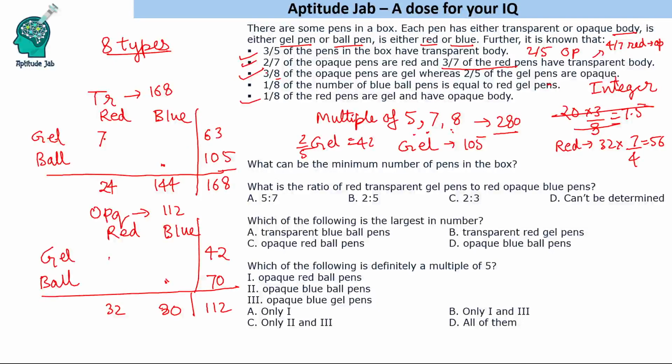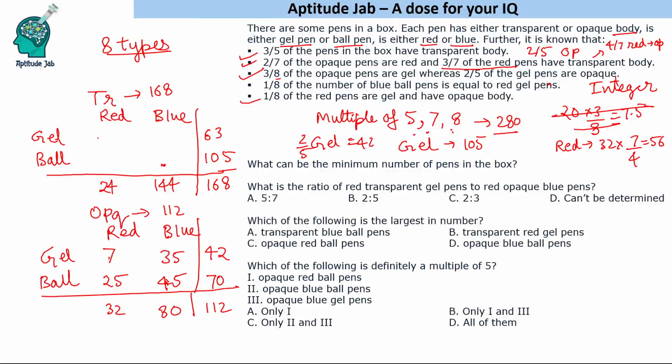Now we have just one information left, which we have to find this number. Okay. So first of all, if this is 7, this will be 56, isn't it? Sorry, 7 will come here, not here. Red pens, gel and opaque body. So this is opaque and gel. This will be 7. So 7, this will be 35. Right. If this is 35, this was 80. So this will come as 45. Okay. 45, this will come as 25. So this we have filled.